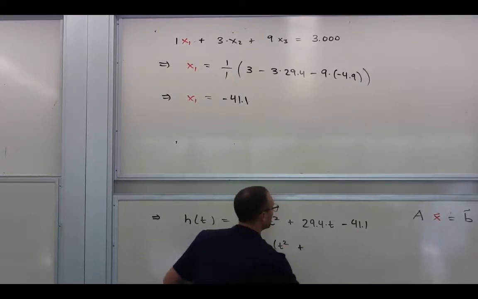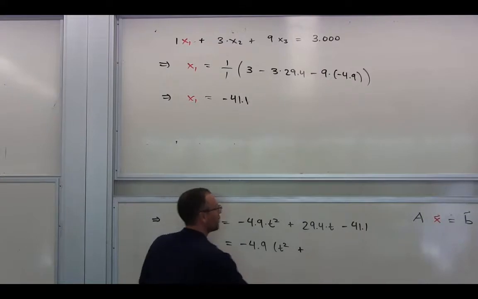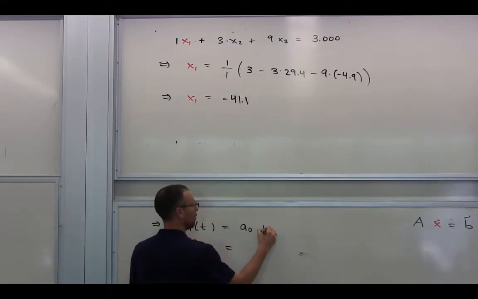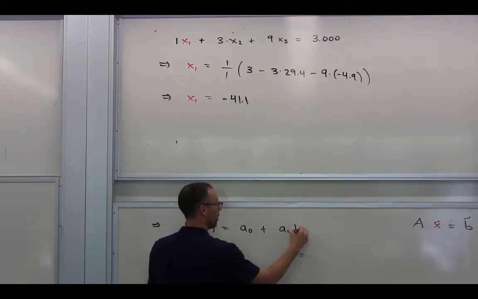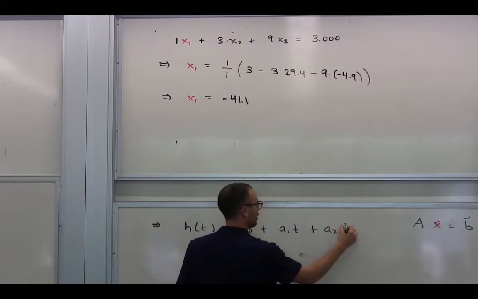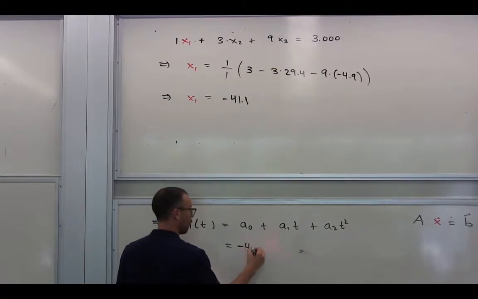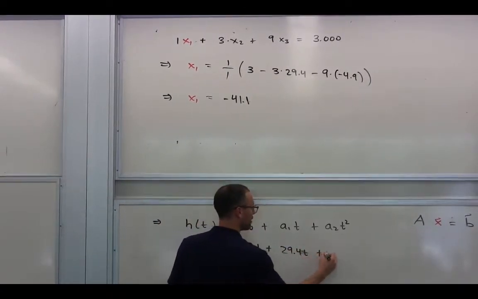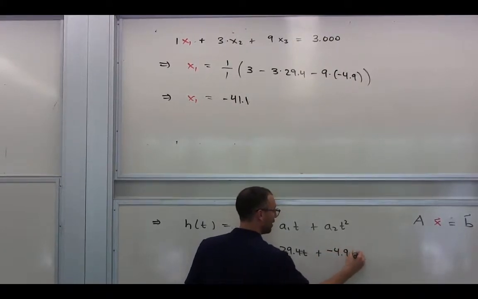But look at how I wrote it, though. So I guess I should be a little careful. This is A0 plus A1t plus A2t squared. And then I agree with you. This is negative 41.1 plus 29.4t plus negative 4.9 t squared.